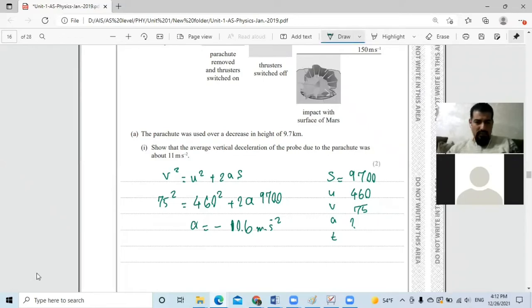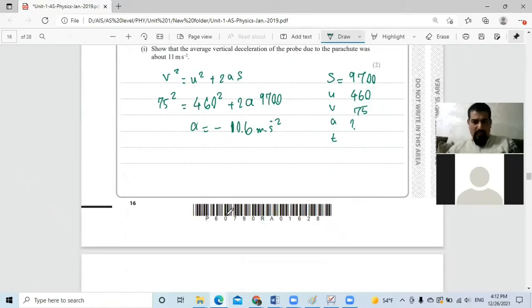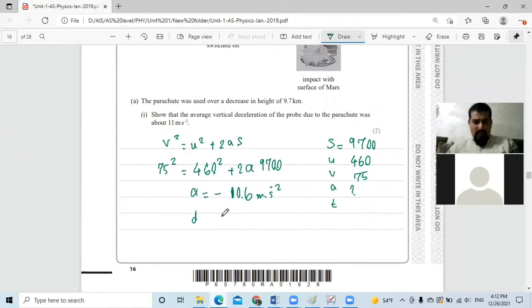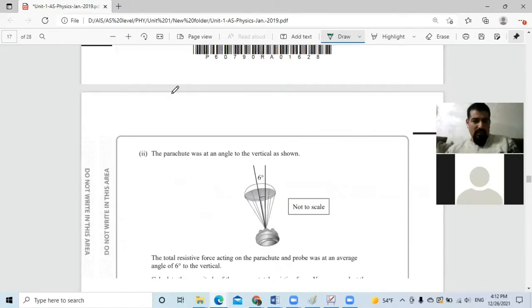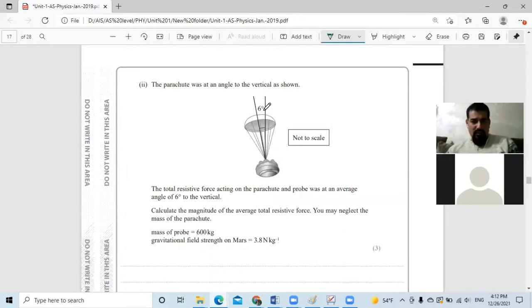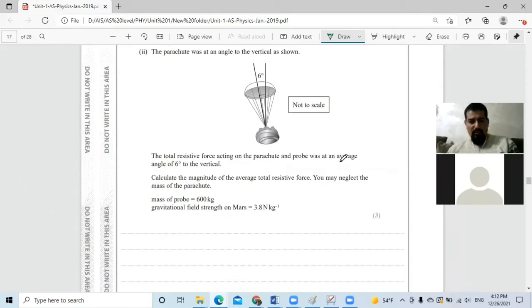So we showed that the deceleration is equal to 10.6, which is 11 meters per second squared. Then what they ask here, part two: the parachute was at an angle of 6 degrees from the vertical, not to scale. The total resistive force acts on the parachute and the probe at 6 degrees from the vertical. Calculate the magnitude of the average total resistive force. You may neglect the mass of the parachute itself.